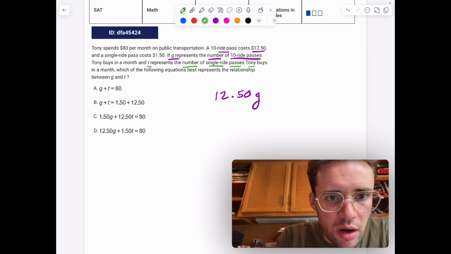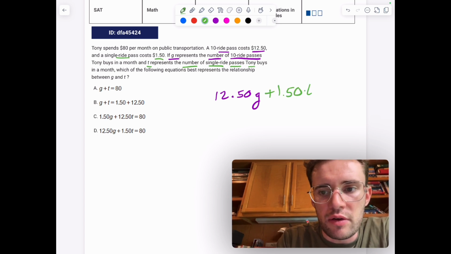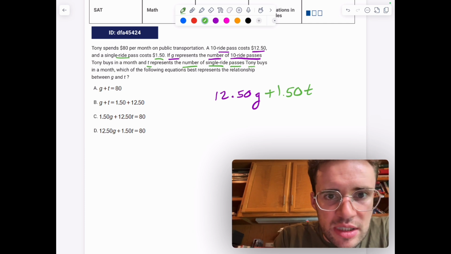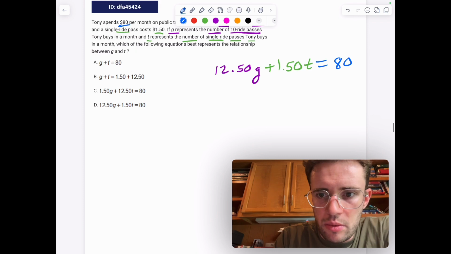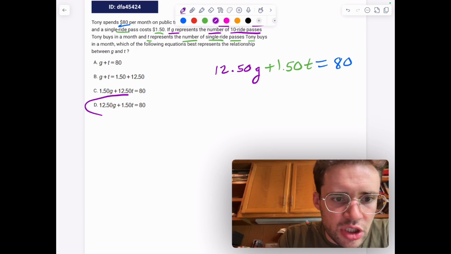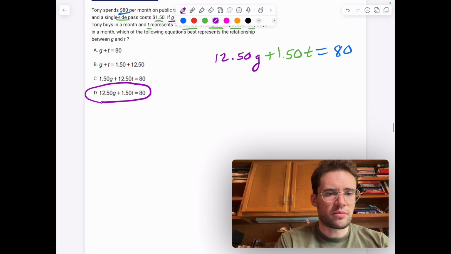And then single ride passes cost $1.50. So it'd be $1.50 times T, the number of those passes. And that would add up to the total he spends, which is $80 per month. So we want something like this, $12.50 G plus $1.50 T equals 80. Perfect. We can look at the incorrect answers.